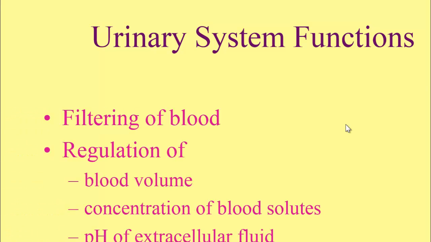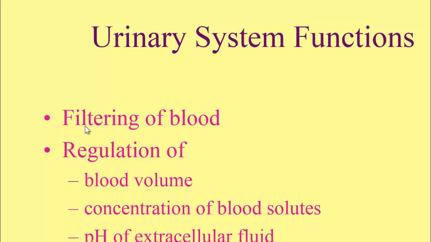So, functions of the urinary system. Number one function, filtering of blood. So taking that plasma and removing what is considered wastes or excesses, and then reabsorbing and adding back to the blood whatever was filtered out, things that we might need to keep in our plasma.